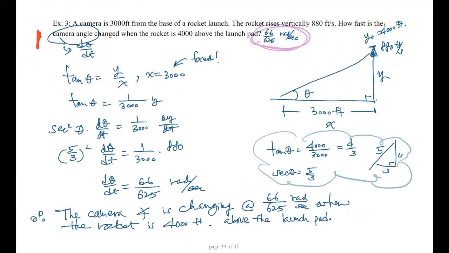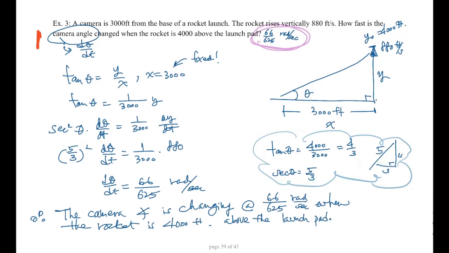So the equation that we have is tangent theta is y over x. And at that point, x is 3,000. Well, actually, x is always fixed. That doesn't change. So that's the equation right here, guys. So we do implicit differentiation, which gives us secant squared theta times d theta dt is 1 over 3,000 times dy dt. At this point, using this information over here, we know that the tangent of theta is 4/3.